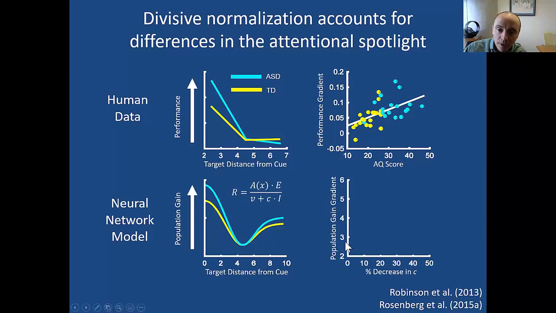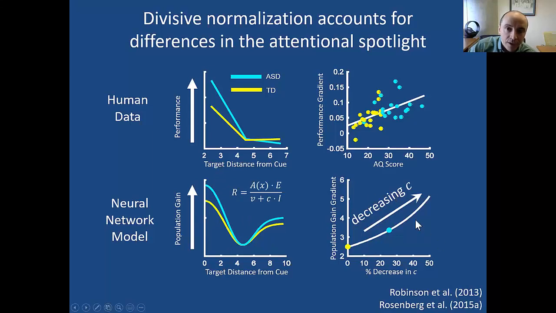So can this account for individual differences in the attentional spotlight? Here we plot the percentage decrease in C as a function of the population gain gradient. And you see that as you go from the typically developing version of our network to the ASD version of our network here in cyan, as you move from one to the other or even past that, as you decrease C, you get a sharper and sharper gradient of attention. So what this tells us is that, at least in this case, we can account for both group differences and individual differences in the gradient of the attentional spotlight through changes in the strength of divisive normalization, which is consistent with these findings between group differences between typical development and autism spectrum disorder.